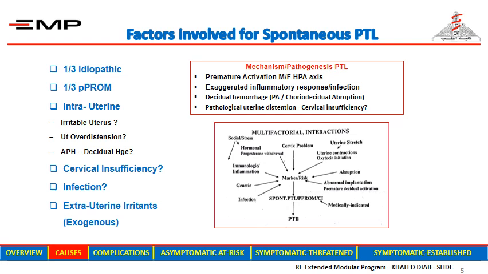Preterm birth has multifactorial interaction as shown in the following figure. To simplify the etiology of spontaneous preterm labor, 1/3 are idiopathic, 1/3 are associated with preterm pre-labor rupture of membranes, and the remaining is related to uterine, extrauterine factors, and to cervical insufficiency.